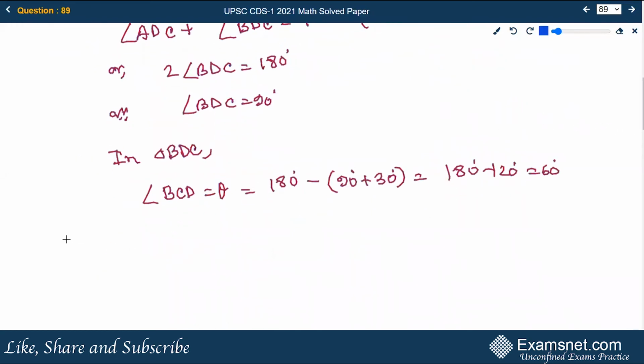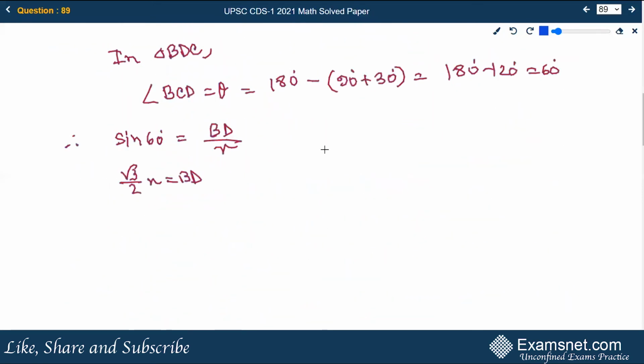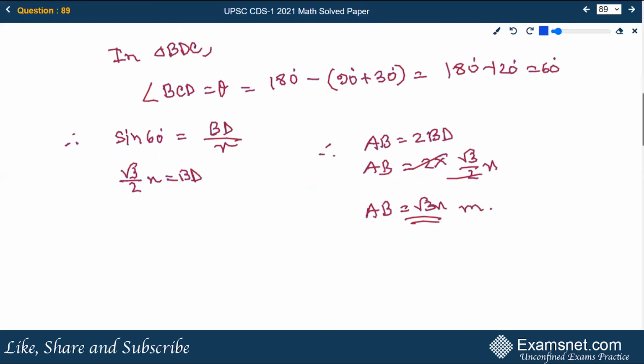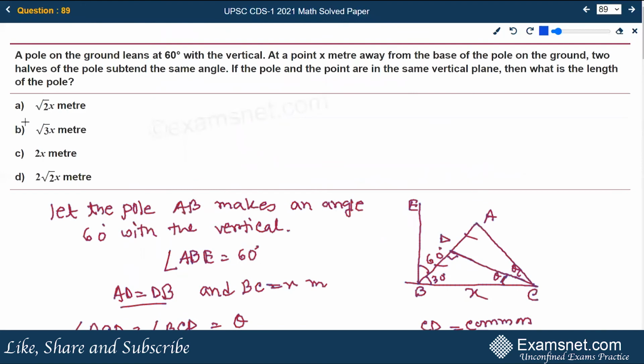Okay. So here now we can write sine 60 degrees, if you consider this one, BD by x. So sine 60 degrees gives us the value √3/2 equals BD by x. We are required to find the length of the pole, that is AB. Therefore AB equals twice of BD, which is 2 times √3/2 x. Both 2s get cancelled. Here we got the value of AB, that is √3 x meters. This is the length of the pole. Therefore, the length of the pole is √3x meters. Here option B is the correct answer.